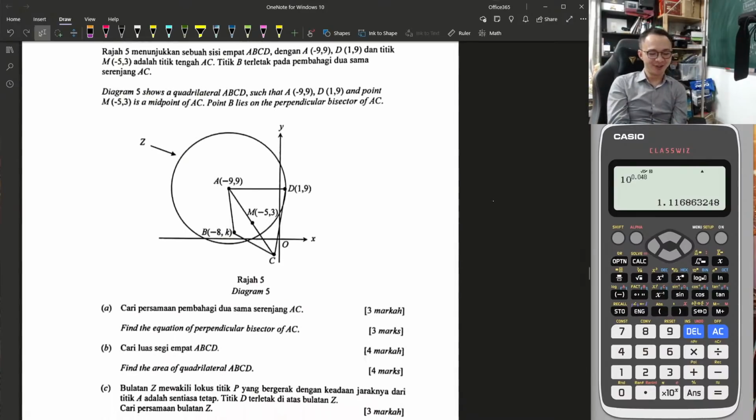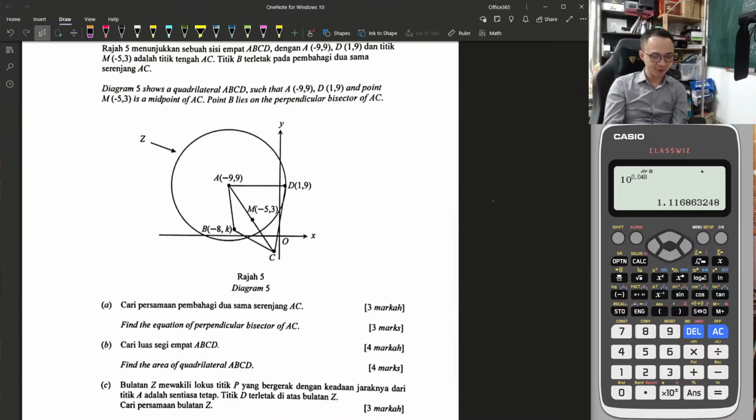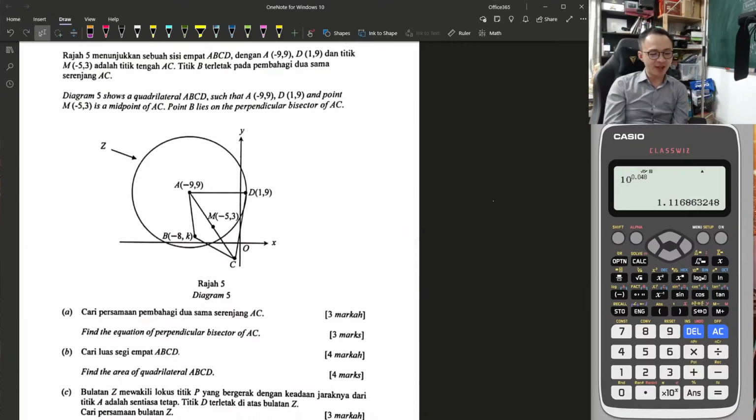Okay, so let's continue. This Diagram 5 shows the quadrilateral ABCD. They give us A, they give us D, they give us M. M is the midpoint of AC, and point B lies on the perpendicular bisector of AC. So I draw the perpendicular bisector line first. It's roughly like this, about 90 degrees. Then M is the midpoint, it bisects it. So first thing, I find the coordinates of C.